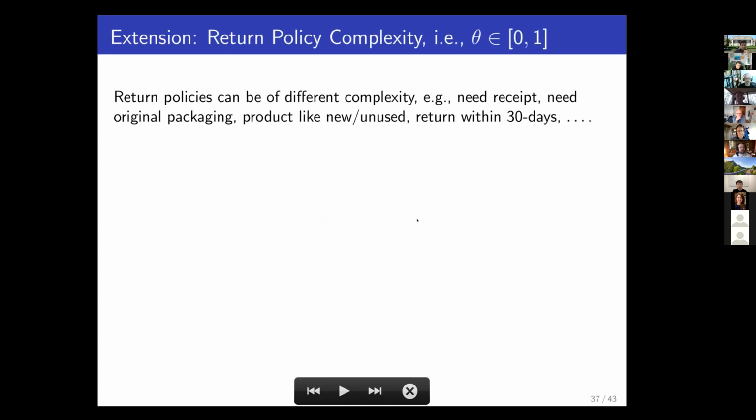And finally, one last thing about return policy complexity, where up until now, this parameter theta was either 0 or 1. Where 0 meant no search, no return, and 1 meant return. Now let's say we make this flexible between any value between 0 and 1, and we interpret this as complexity. So the return policies can be of different complexity. Like, you say, look, to return, you need the receipt and the original packaging, and the product should be almost like new, and return it within 30 days and drop it off at this particular location. We're not going to pick it up from you, and you cannot mail it or whatever. So the more clauses you add, the more complex the return policy becomes.